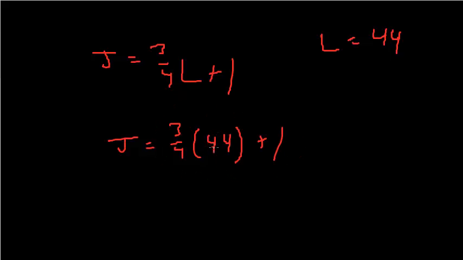I do what's in parentheses first. Then I take a look at roots and powers. And then I take a look at multiplication. So this is the next step in this equation. 3/4 times 44, that's 33. So I have 33 plus 1, or J equals 34. So that is evaluating an equation or formula.